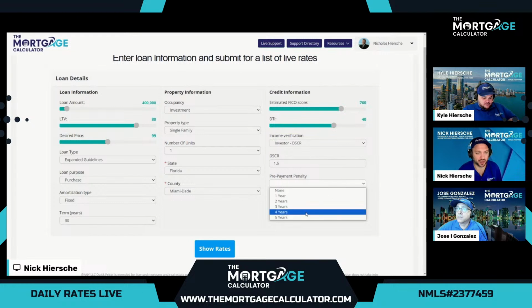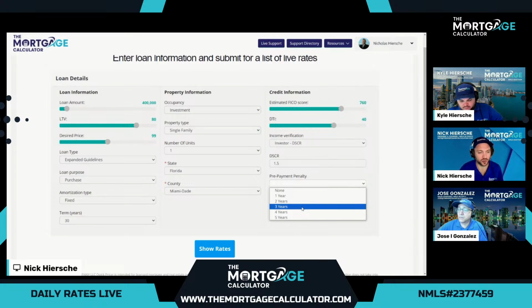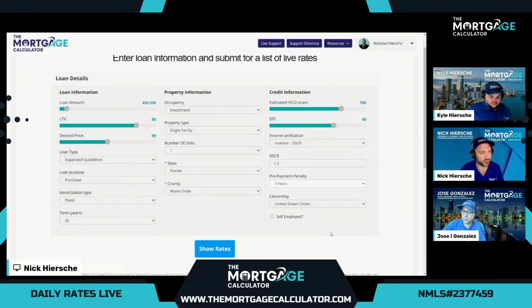And the final thing we must select is a prepayment penalty. 3 years is standard on these programs. There are options for no prepay that will cost more, and there are options for a 5-year prepay to save some money, but not all loan programs allow it. So 3 years is the most common, so we can check out all the best options. So let's see the DSCR rates this morning.